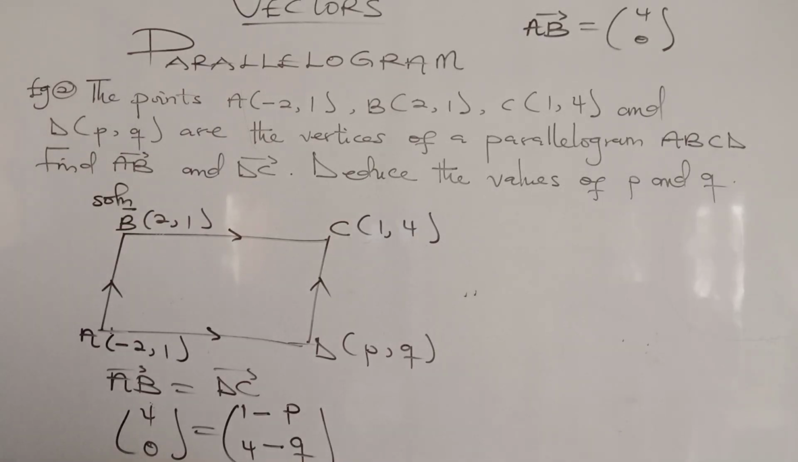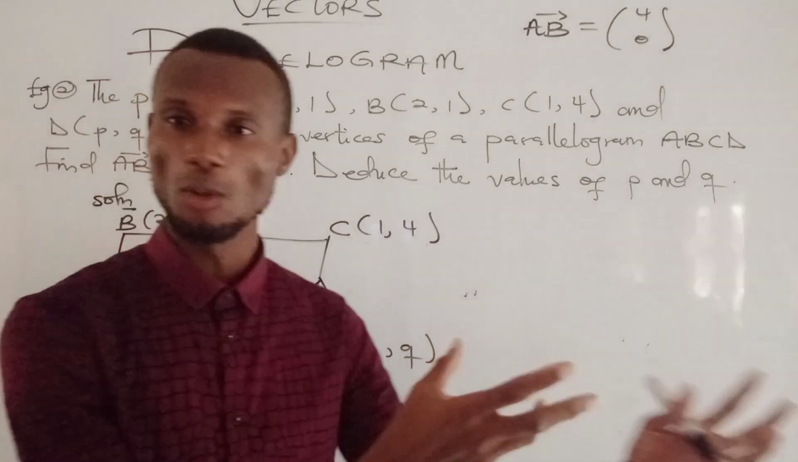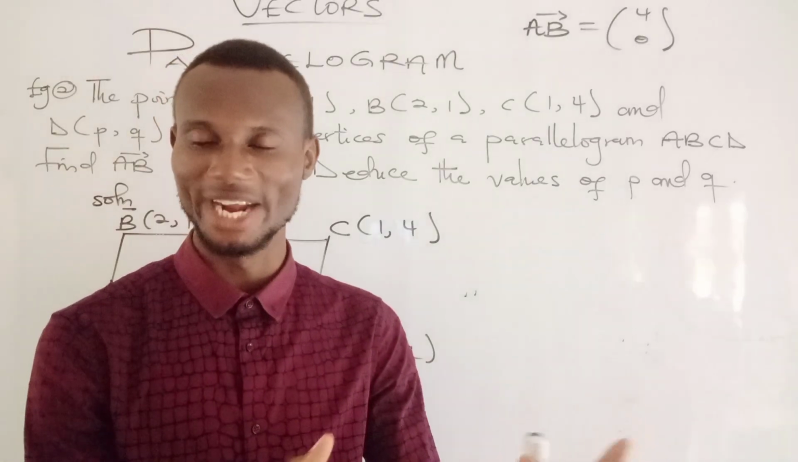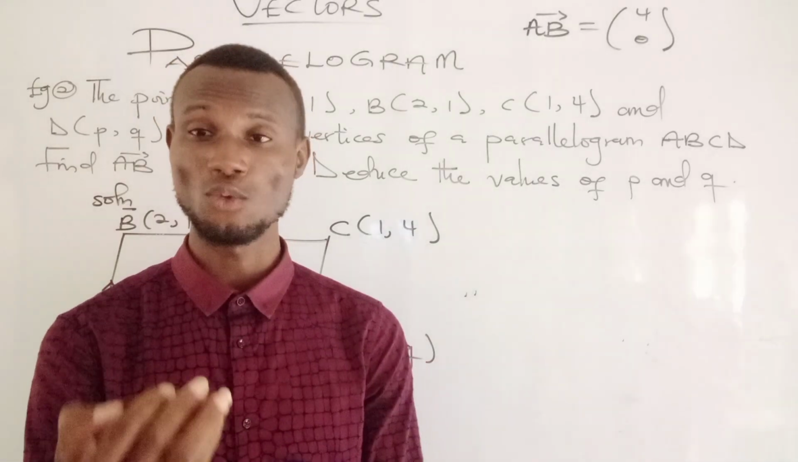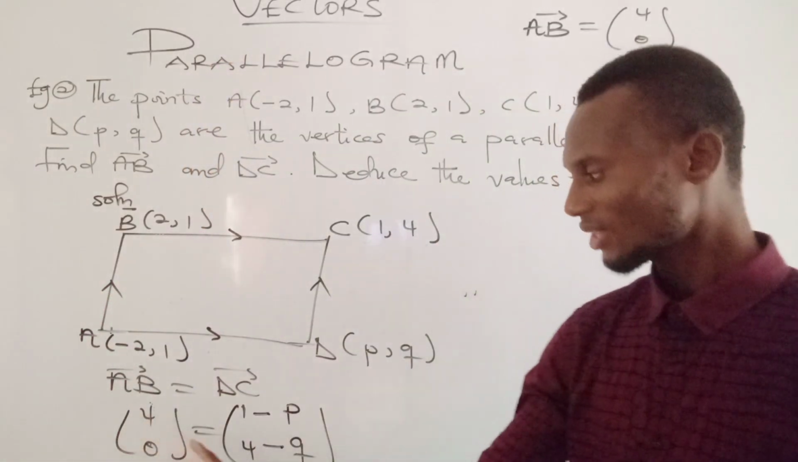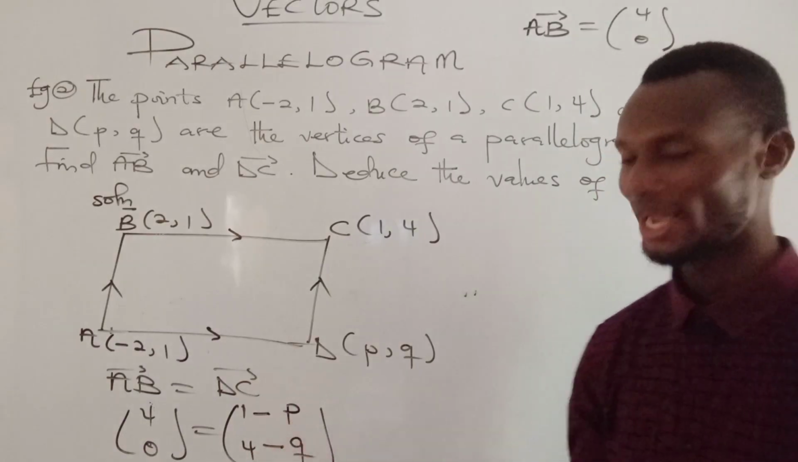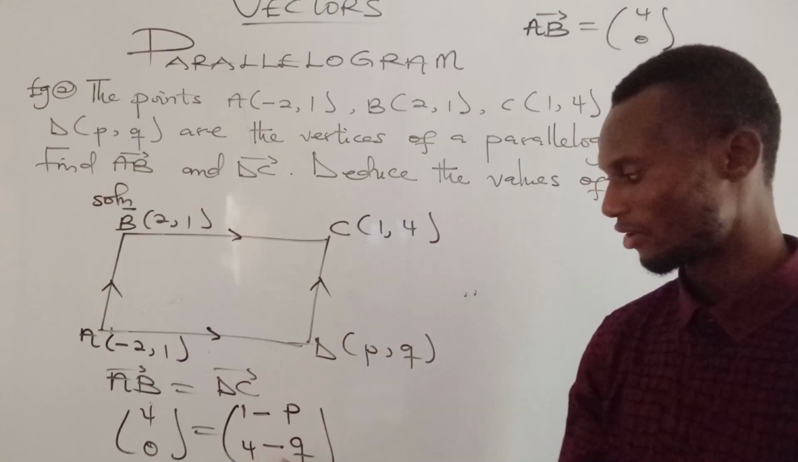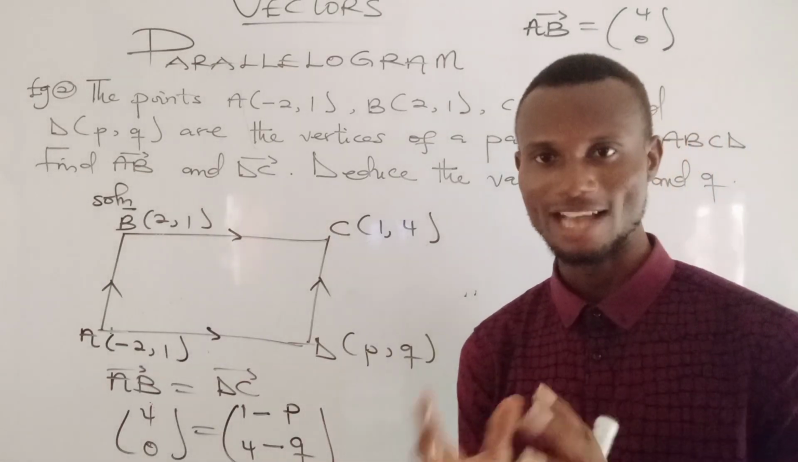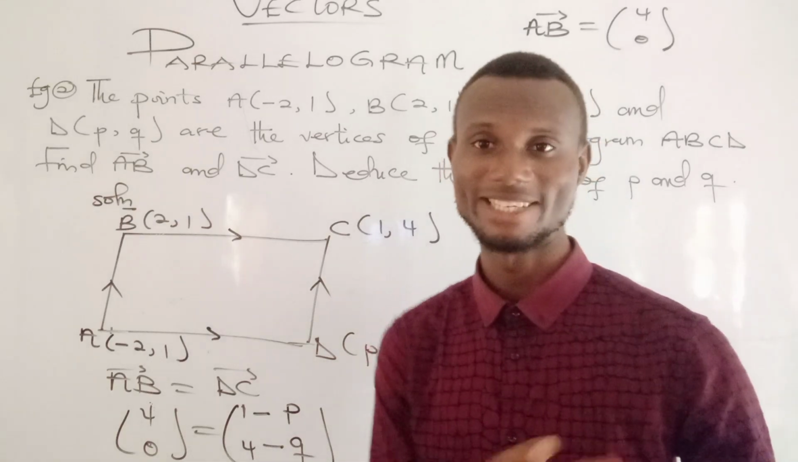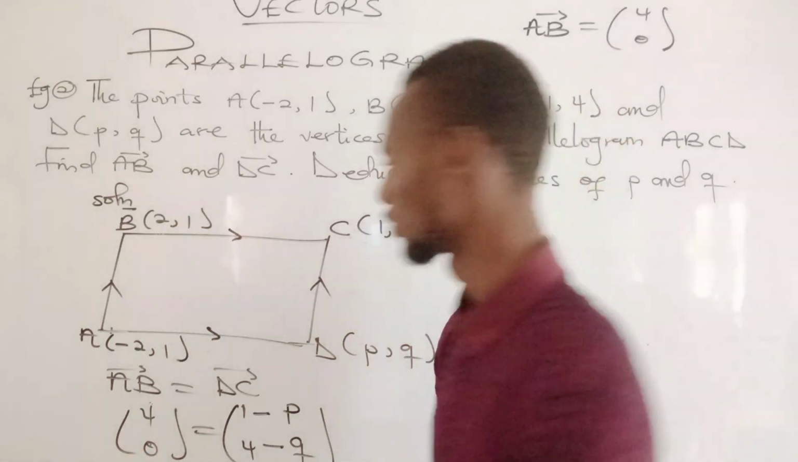So this is equality of vectors now, so we are going to equate corresponding components. When two vectors are equal, it means their corresponding components are the same, meaning that we can equate the corresponding components. So when I take the 4 here, I will equate it to 1 minus P and solve for P. And when I take the 0 here, I will equate it to the 4 minus Q and solve for Q as well. We've treated this in detail in previous videos, so we are just applying that knowledge here. So let's go ahead.